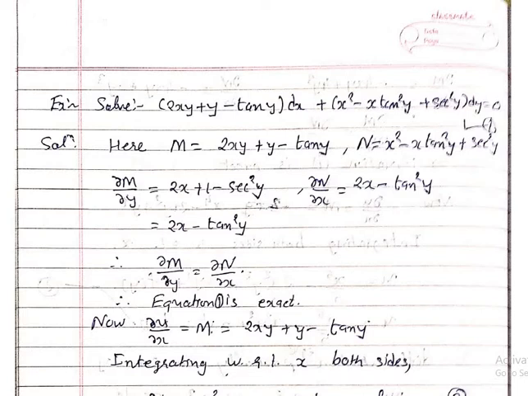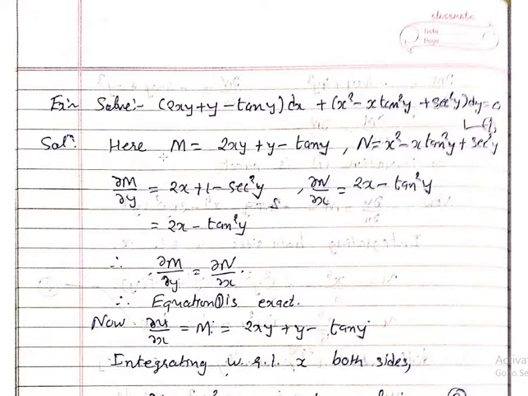Solve (2xy + y - 10y) dx = (x square - x 10 square y + x square y) dy = 0. Here M is equal to 2xy + y - 10y. N is equal to x square - x 10 square y + x square y.